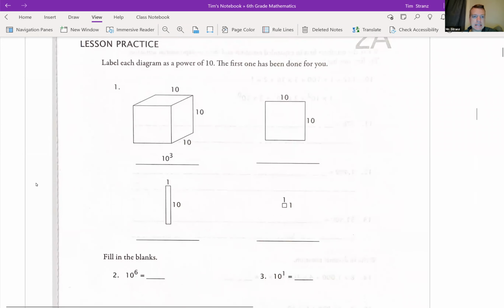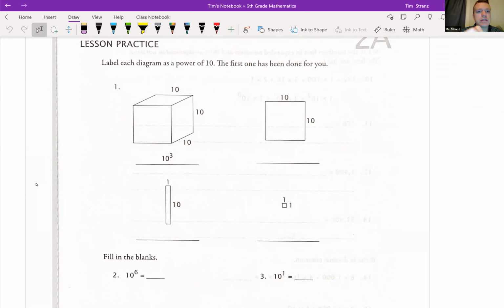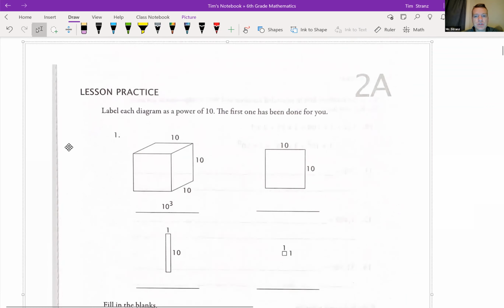Okay, talking about expanded notation, exponents, things like that. So if we look at the first options up here, I'm going to write in red today. Label each diagram as a power of 10. The first ones have been done for you.